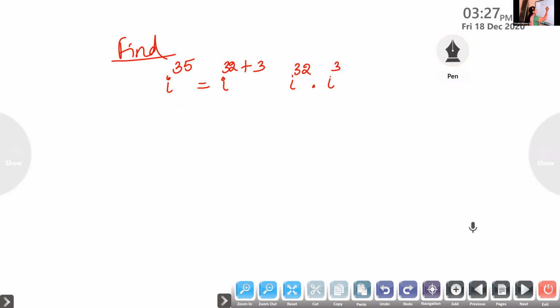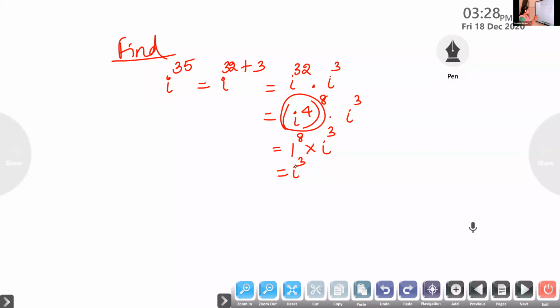Now what is i raised to 32? We can write this as i raised to 4 whole raised to 8 into i cube. Is it clear, children? Are you able to follow this? What is i raised to 4? What you have learned about i raised to 4? It is 1, isn't it? 1 raised to 8 into i cube, which is same as i cube.